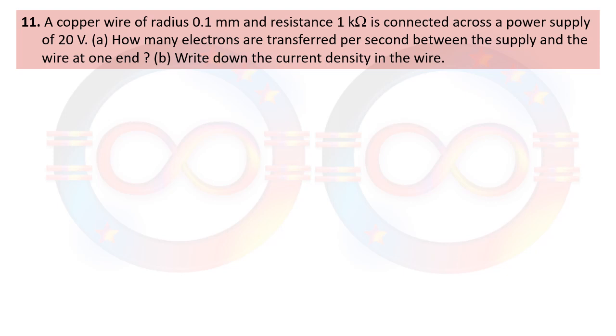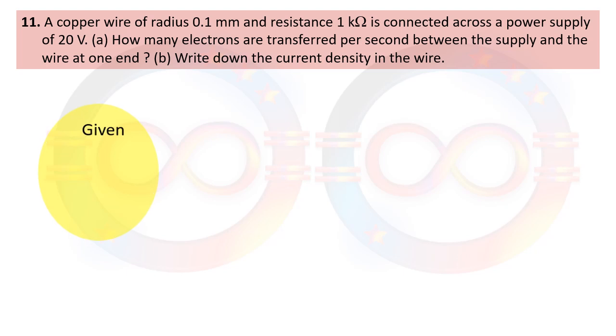In this question, it is said a copper wire of radius 0.1 millimeter and resistance 1 kilo ohm is connected across a power supply of 20 volt. How many electrons are transferred per second between the supply and the wire at one end? Write down the current density in the wire.